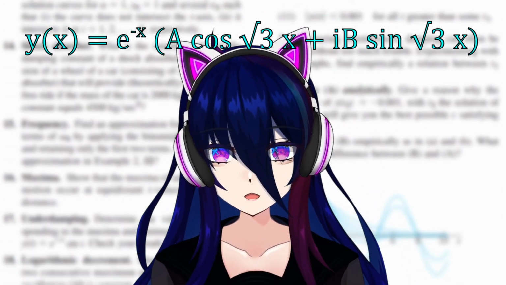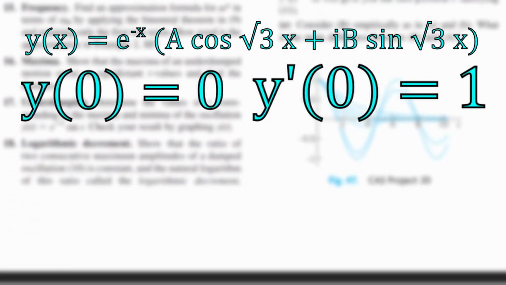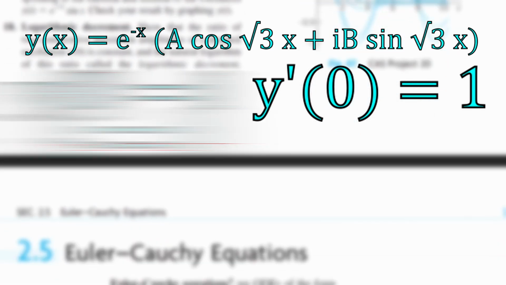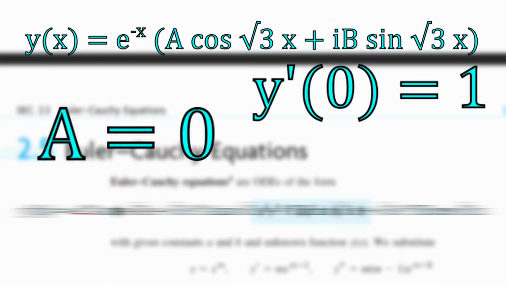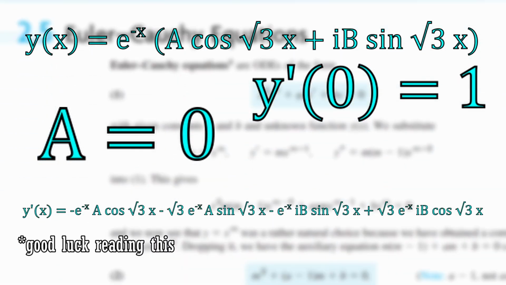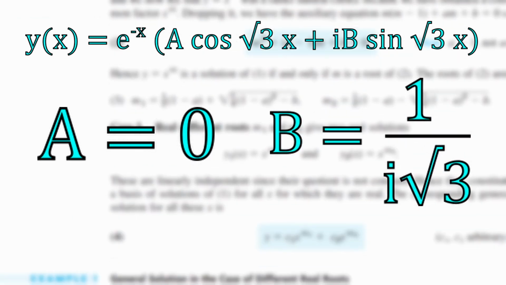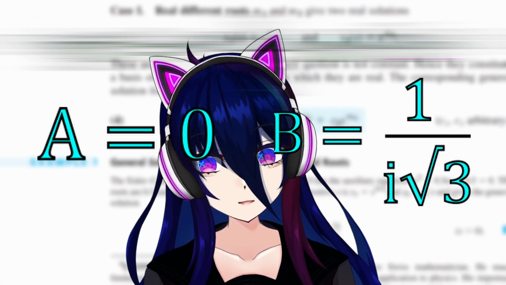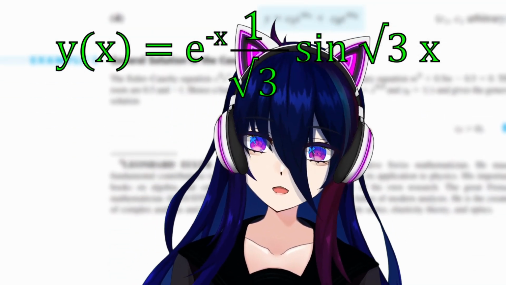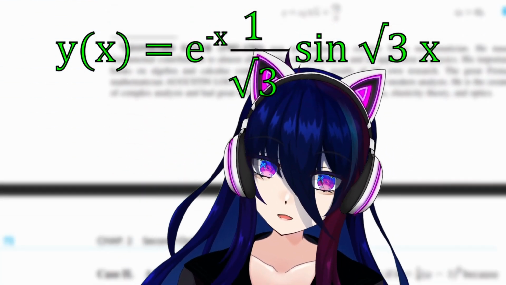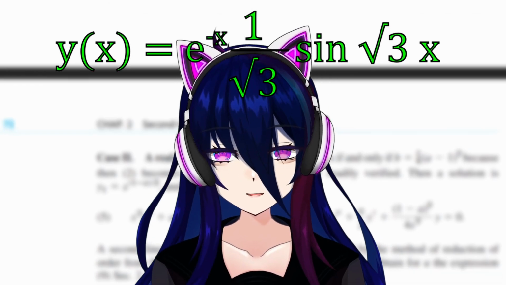Now let's go ahead and bring in our initial conditions as per usual. Plugging in our first one, we can find that A equals 0. Once again, we take our derivative and plug in our other initial condition to find that B is equal to 1 over the square root of 3 times i. Thus, our particular solution is y of x equals e to the negative x times 1 over root 3 times sine of root 3 x.